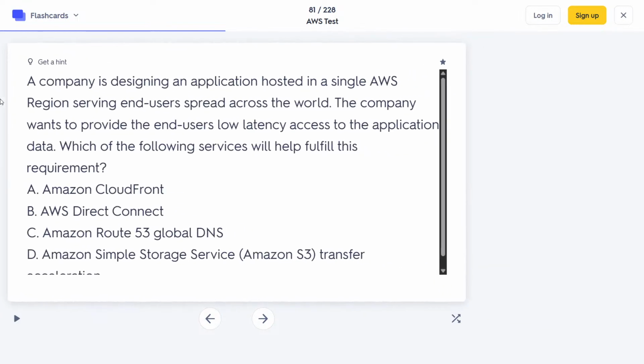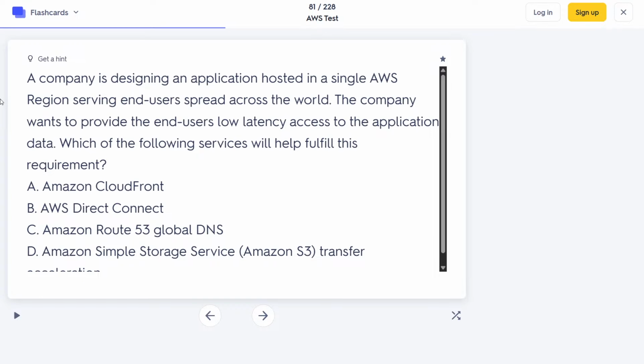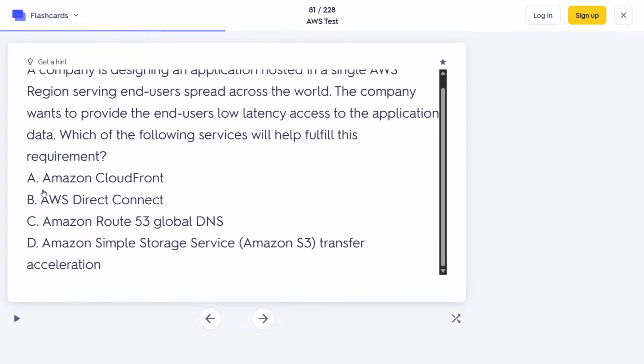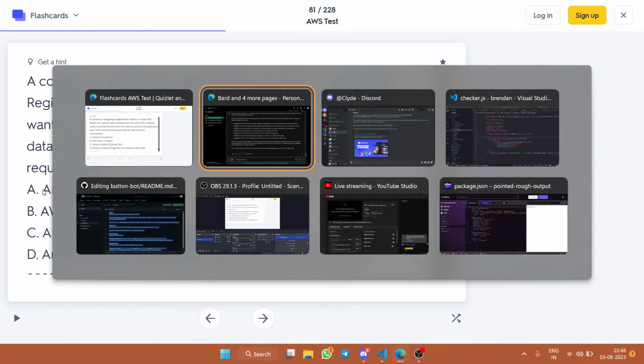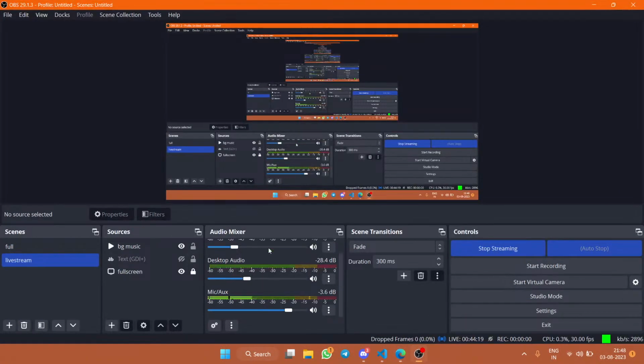Too easy. Now, a company is designing an application hosted in a single AWS region, serving end users across the world. The company wants to provide end users low latency. Which of the following services will help them out? Amazon CloudFront, Direct Connect, Amazon S3, and let me just see what is up.